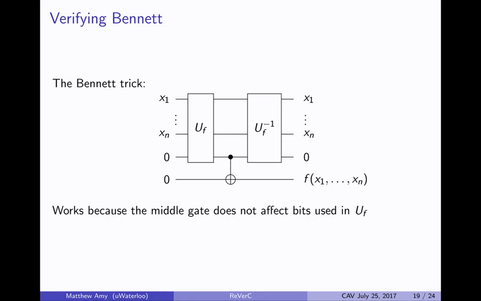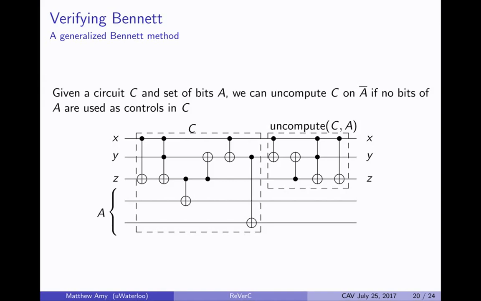So when we were proving this, we had to show that it works because the middle gate doesn't affect the bits that are being cleaned. Then we found the same proof basically works for this other, more general method where we don't have this strict separation between compute, copy, uncompute. So we can do this kind of thing, where as long as the bits that aren't being cleaned aren't controls, basically the black dots in the computing circuit, we can uncompute everything except for A, obviously.